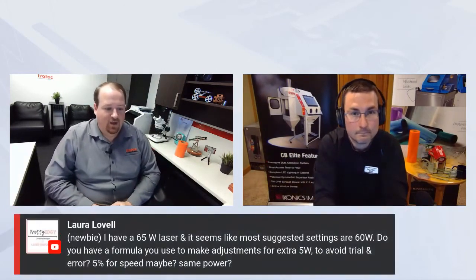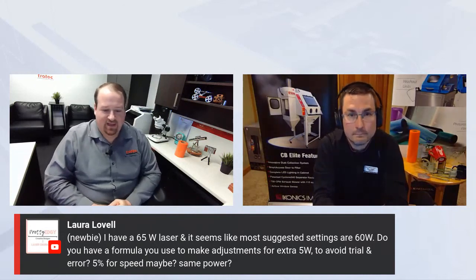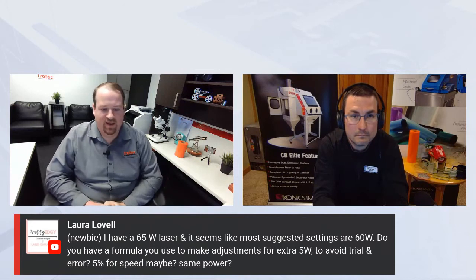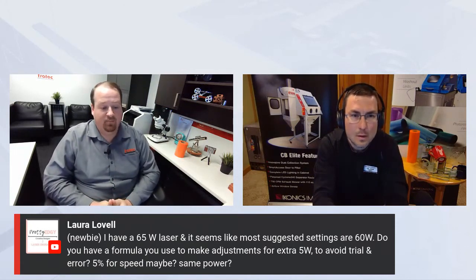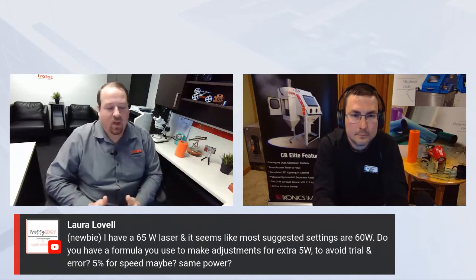All right. I have a 65-watt laser, and it seems like most suggested settings are for 60 watts. Do you have a formula to use for making adjustments for that extra 5 watts to avoid trial and error? 5% speed, for example.